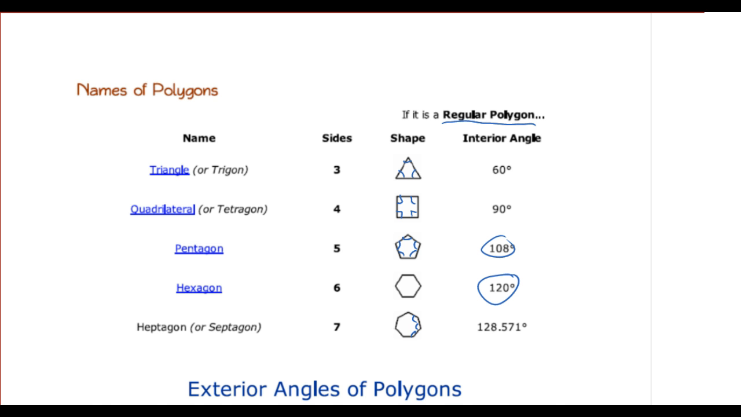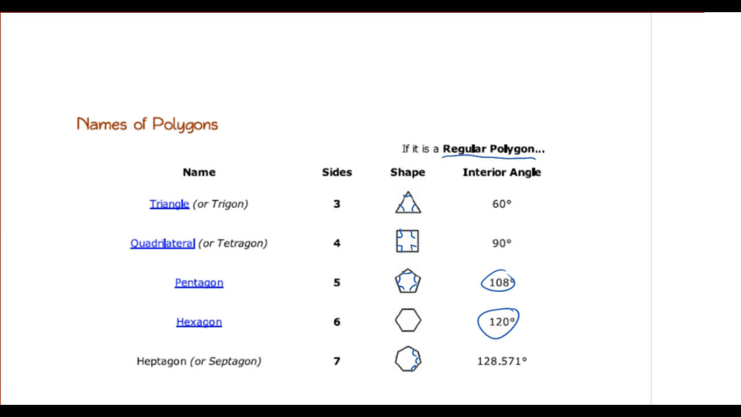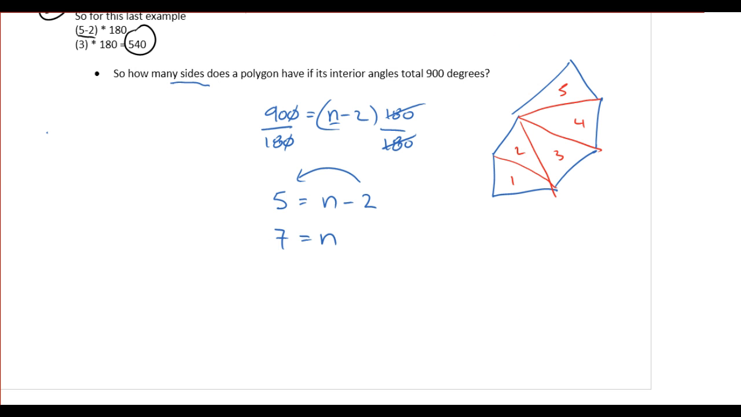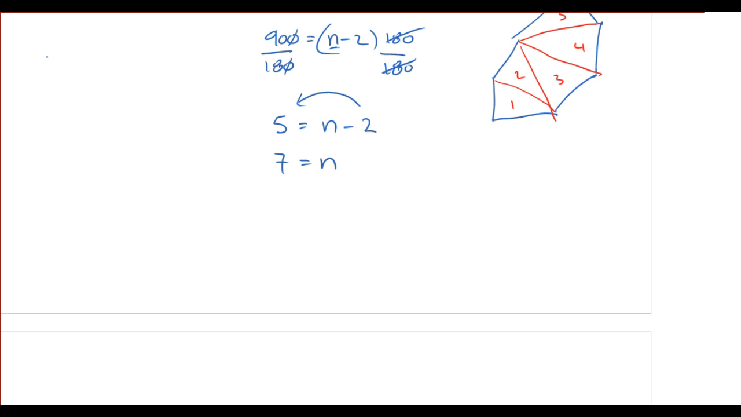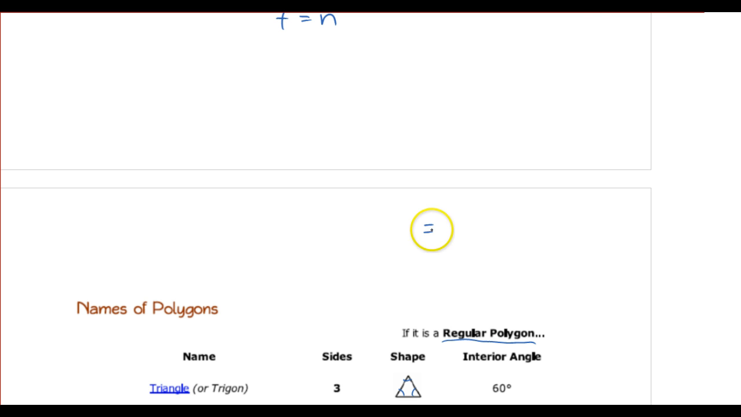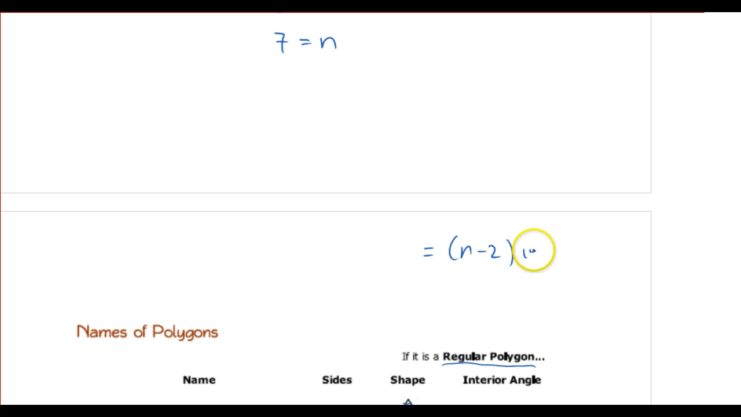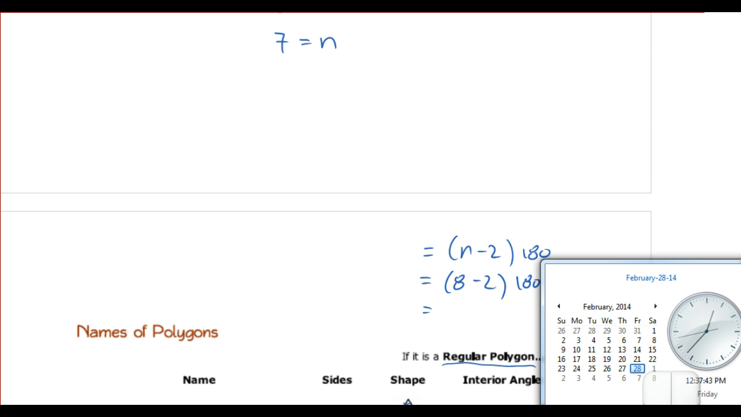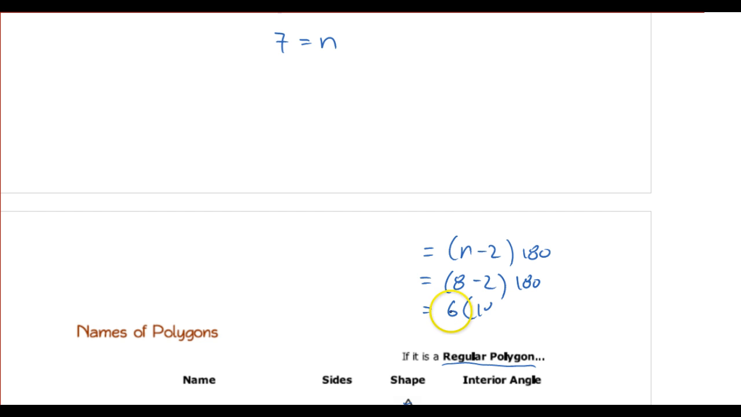Okay, the octagon. Well, let's first see if we can come up with the total for an octagon. So an octagon has how many sides? It has 8 sides. So our formula for an octagon would be n minus 2 times 180. So we're looking for an octagon. It has 8 sides, so 8 minus 2 times 180, and that would be 6 times 180. And so the octagon would have angles that add to 1080.